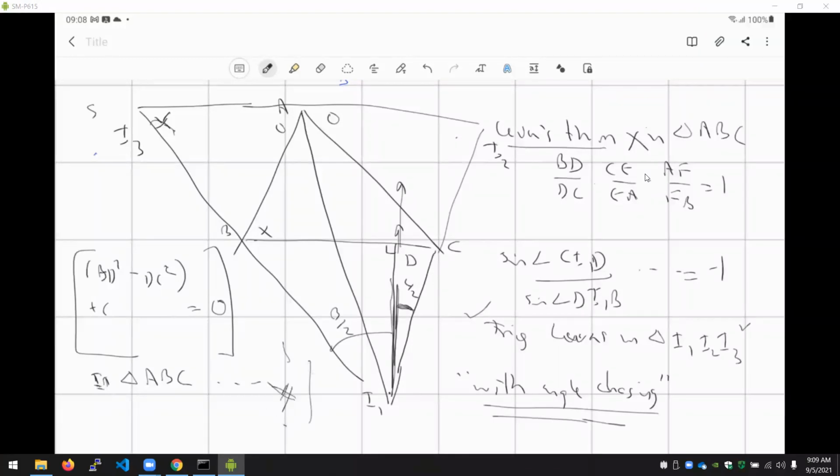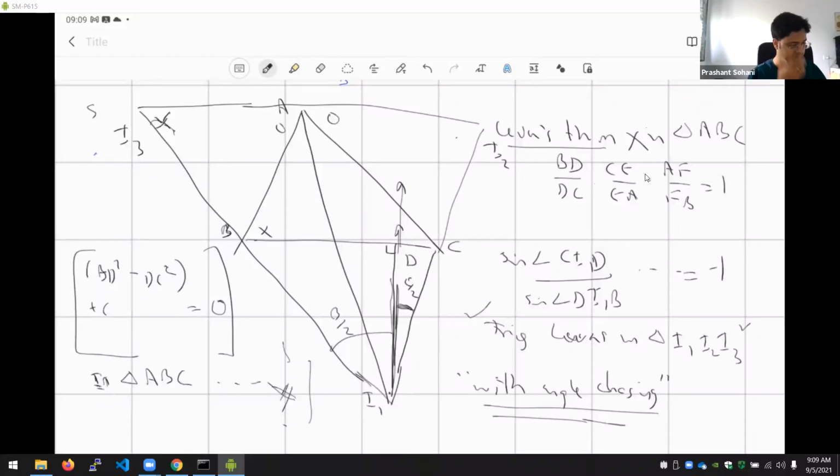Sir, I solved this question using the trigonometric form of Ceva's theorem in triangle I1, I2, I3. I have written exactly as you have just explained, but you have not put any marks. Okay, I'll take a look at your paper again after the lecture. Anybody else who has any discrepancy with the marking, you can message me either on the group or directly, and I will take a second look at your paper.